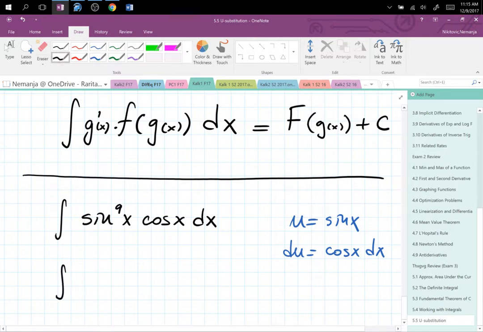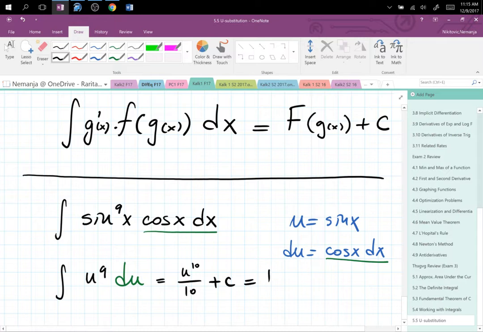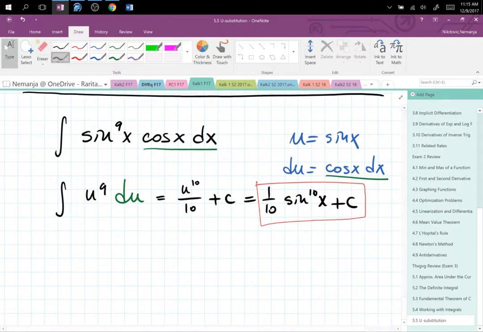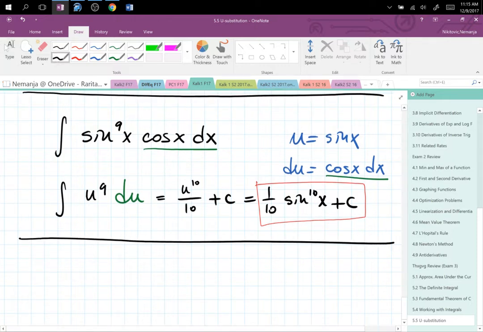And now sine x is u, so u to the 9, and the entire thing here is du. U to the 10 over 10 plus c equals 1/10 sine to the 10x plus c. Meditate on this example, because I have another one coming up that is going to wake up different emotions in you.